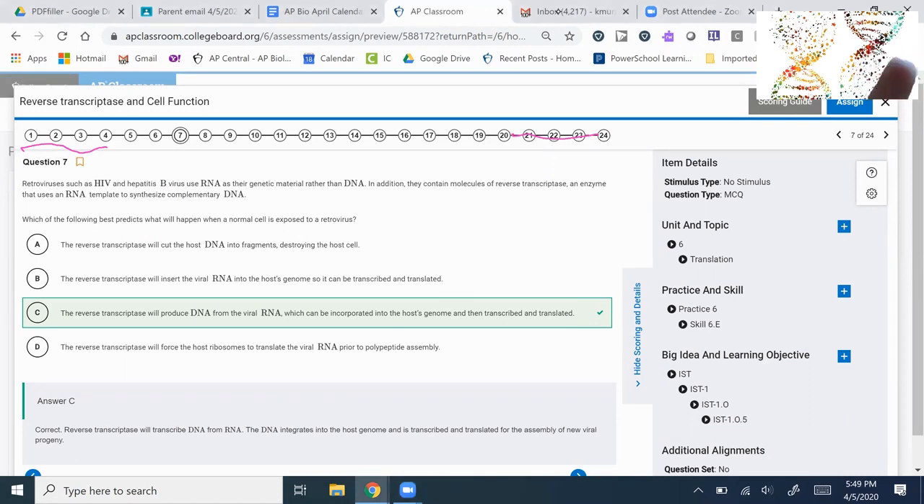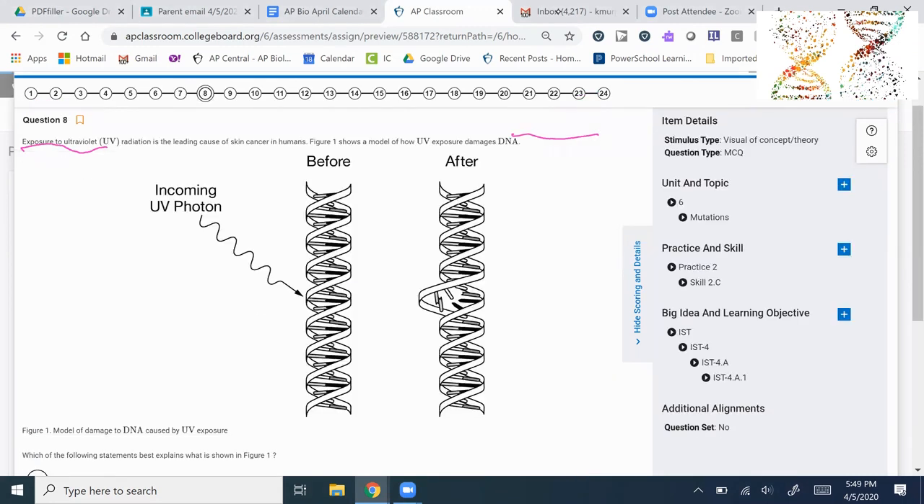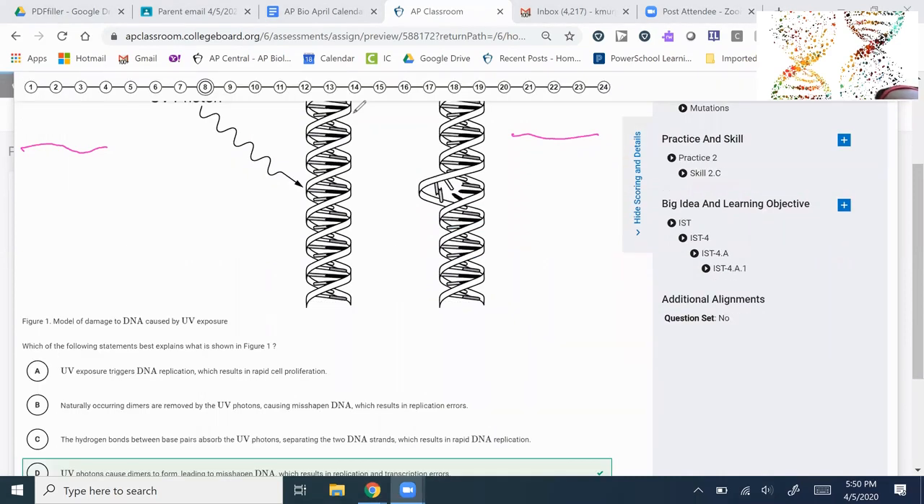All right, let's go on to number 8. Exposure to ultraviolet (UV) radiation is the leading cause of skin cancer in humans. Figure 1 shows a model of how UV exposure damages DNA. All right, so you have your before on the left and after on the right. And one thing that I noticed about the after is this big bulge right here. All right, and that's like a dimer. All right, so let's look at the question. Which of the following statements best explains what is shown in figure 1?